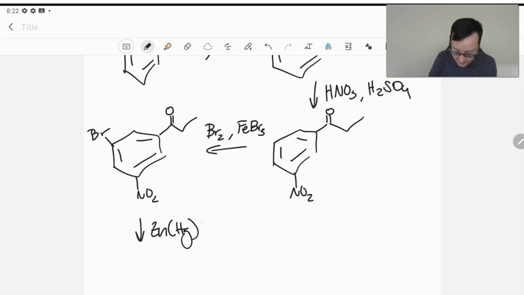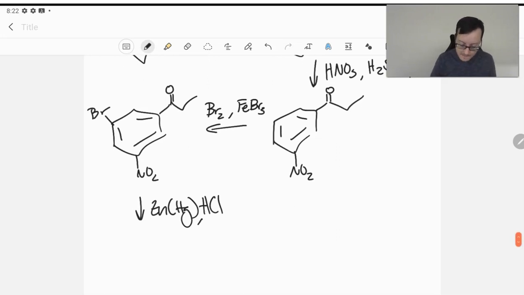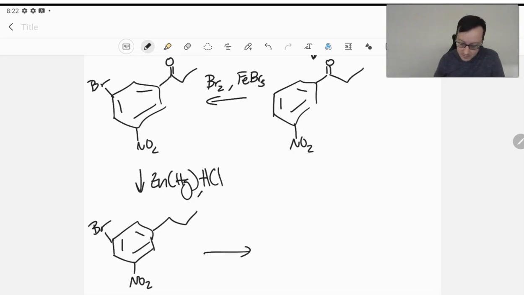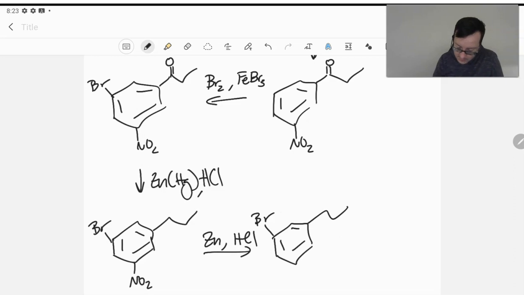Let's do our zinc and mercury along with the HCl. That gets rid of our carbonyl. We now have a propyl group. Everything else stays the same. Now we can go ahead and reduce our amine. So throw the zinc back in there with some HCl or iron. Again, multiple options here. Choose your favorite. Nothing else changes.